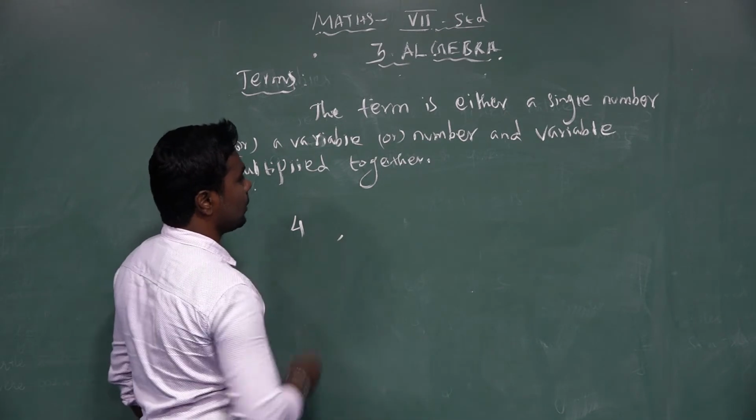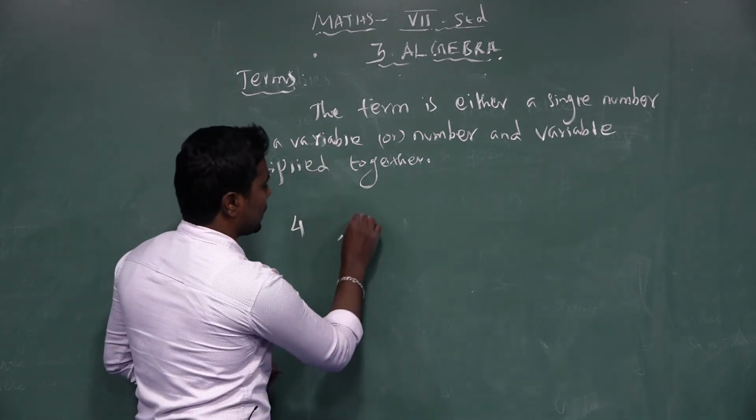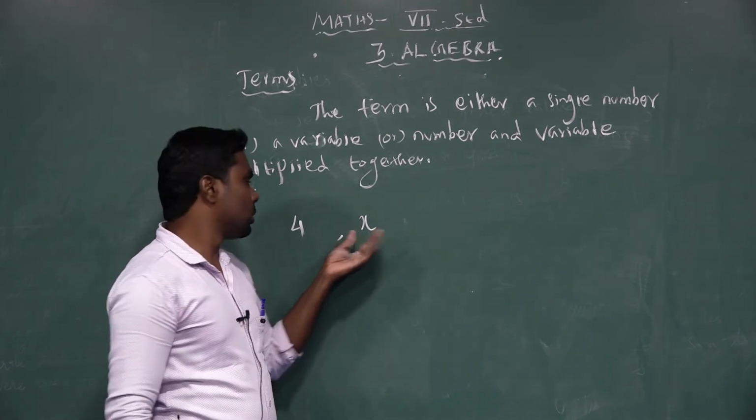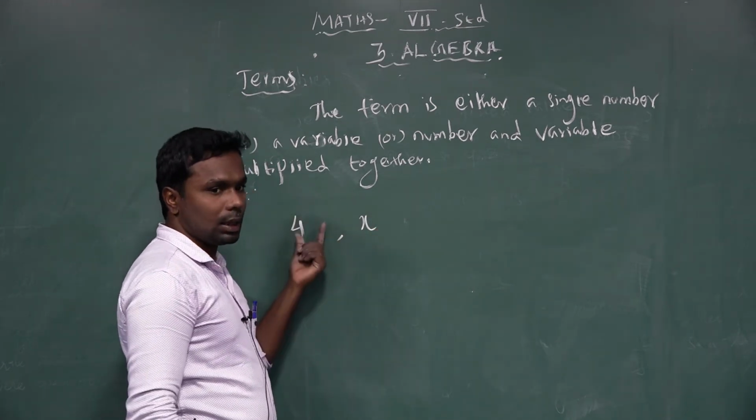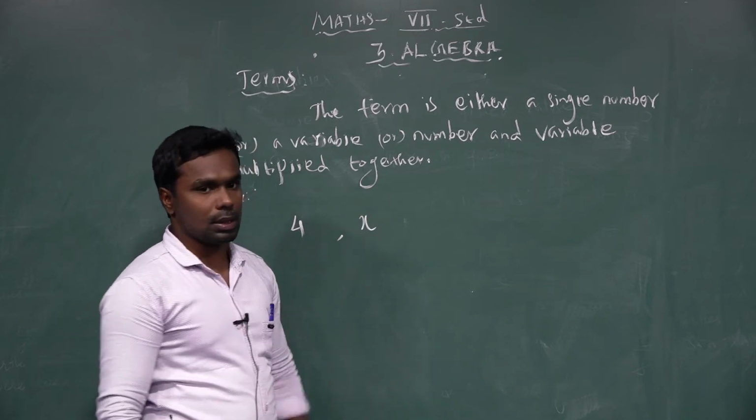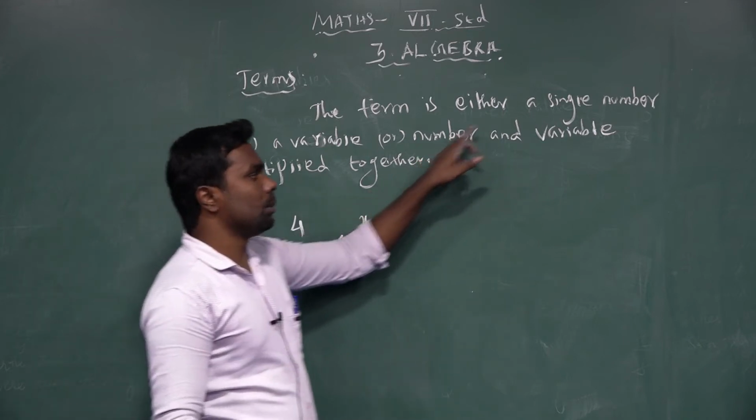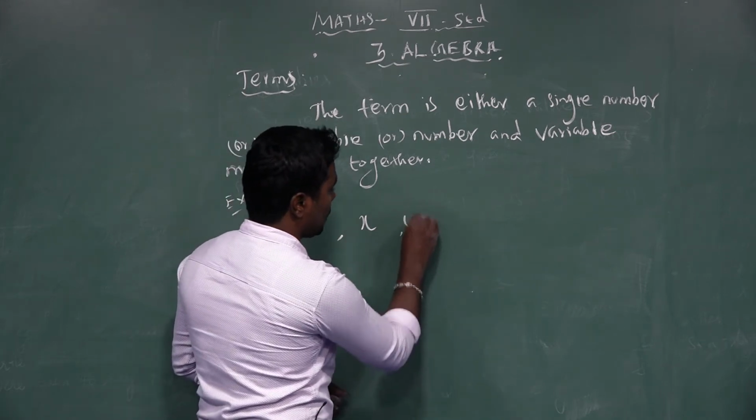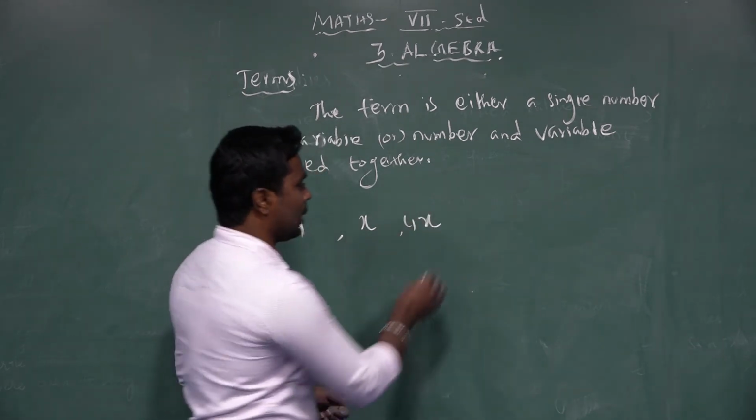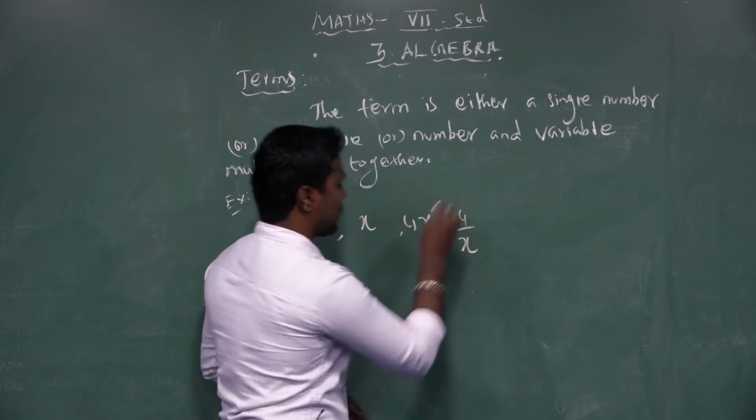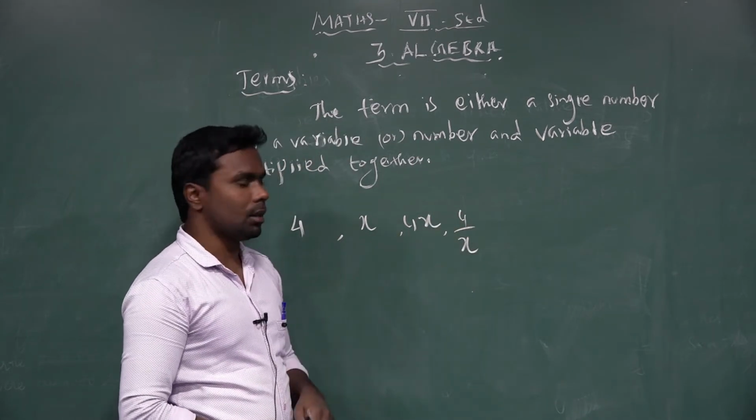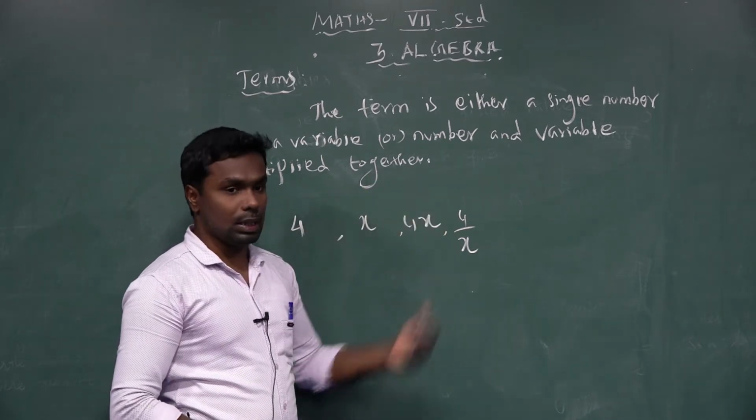And the next one, a variable. Take x. x is also a term. So 4 is a single term, and x is also a single term. And the next one, a number and variable multiplied together. So 4 into x is 4x. We can write it like 4 by x. So 4, x, 4x, 4 by x are called single terms.